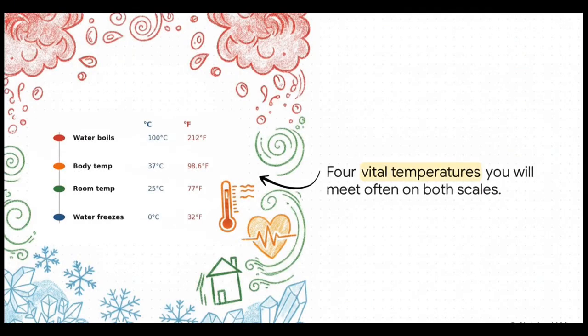By mapping these 4 key checkpoints sequentially, freezing in blue, room temp in green, body temp in orange, and boiling in red, you really start to build a visual intuition. If you just lock these into your mind, you'll rarely even need exact math. You'll already have a fantastic feel for what the other scale means.